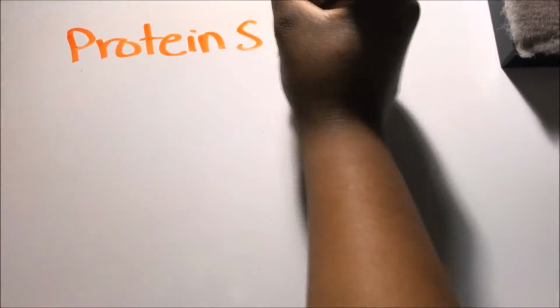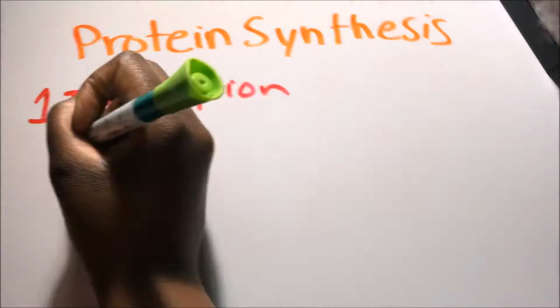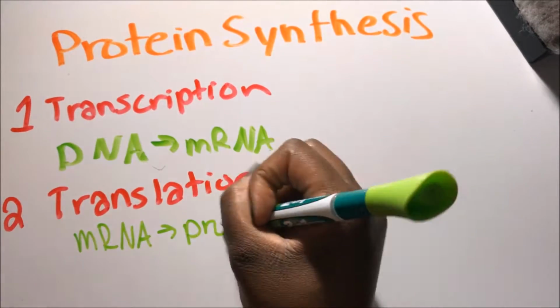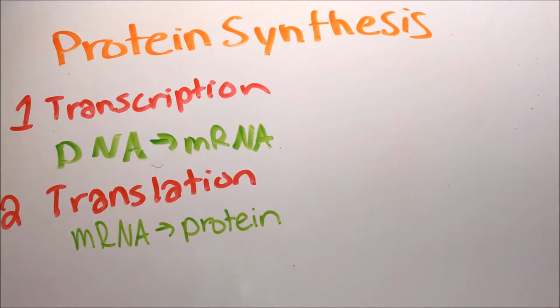The first stage, transcription, is the formation of mRNA from DNA. Translation, the second step in this process, is the synthesis of a polypeptide from this mRNA information. Today, we'll be focusing on the first stage in this process, transcription.